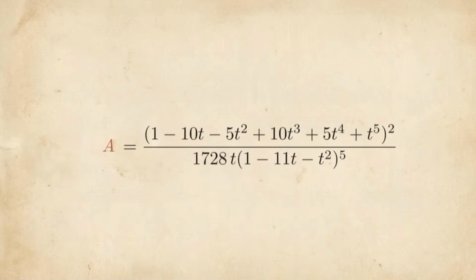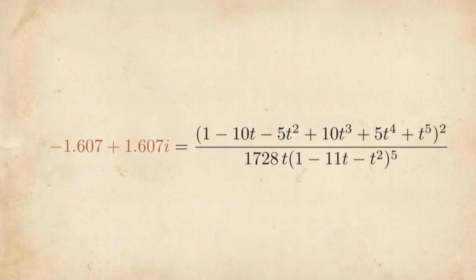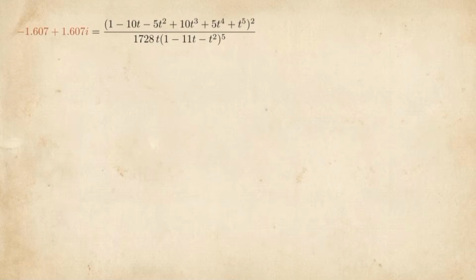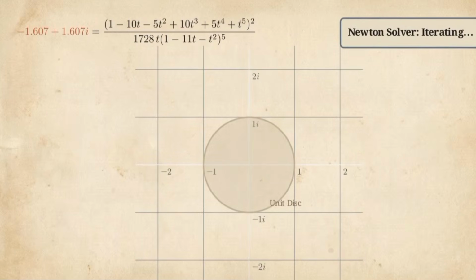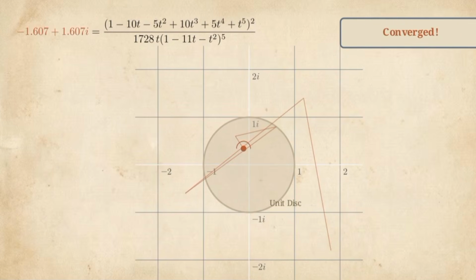We substitute our numerical value for a back into the modular equation. We then employ a Newton solver to invert the function and isolate t. The solver iterates to find the specific branch where the result converges inside the unit disk. For our equation, t converges to approximately negative 0.12 plus 0.34i.